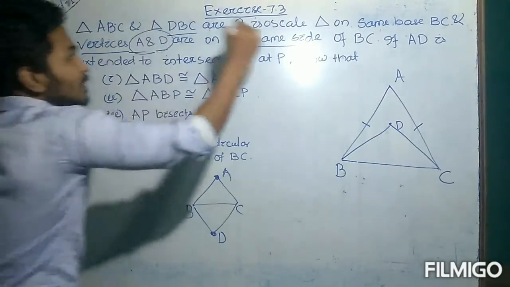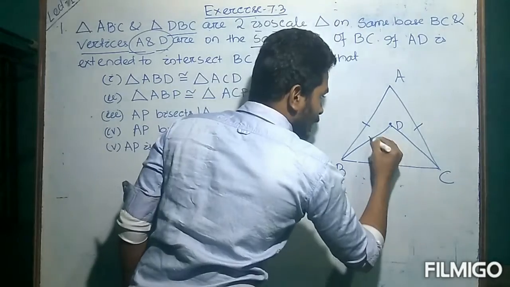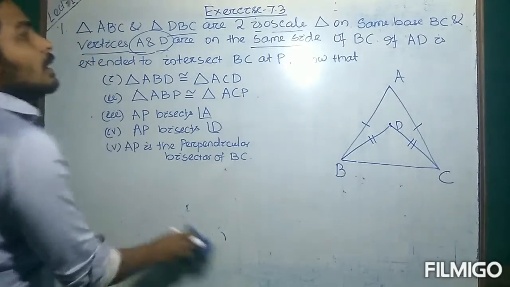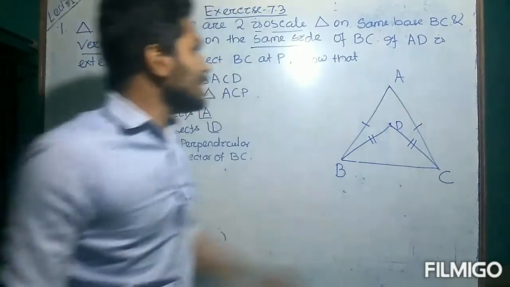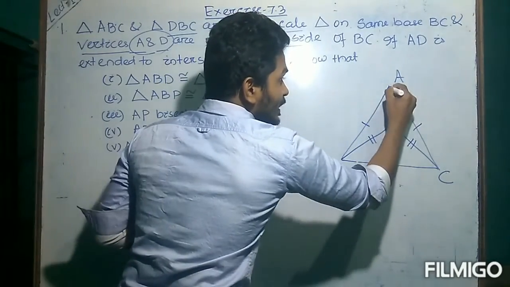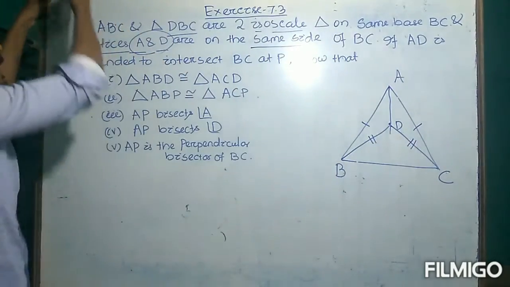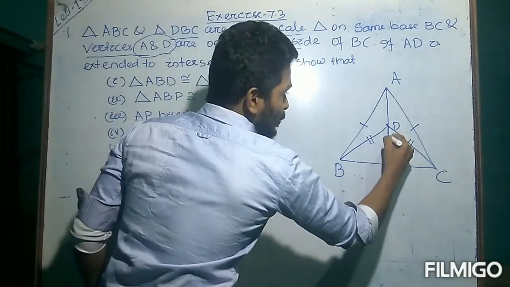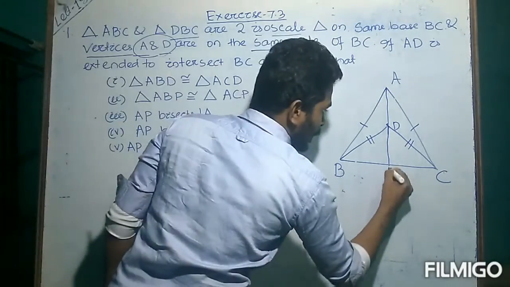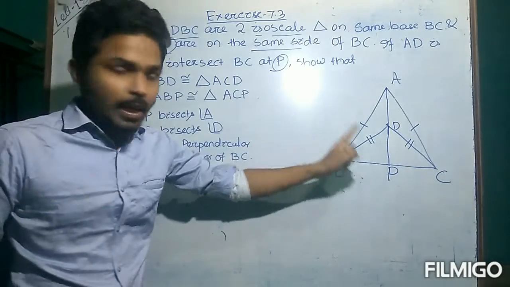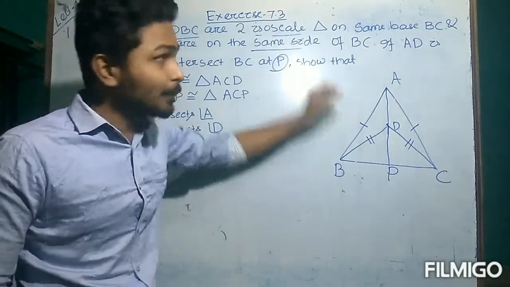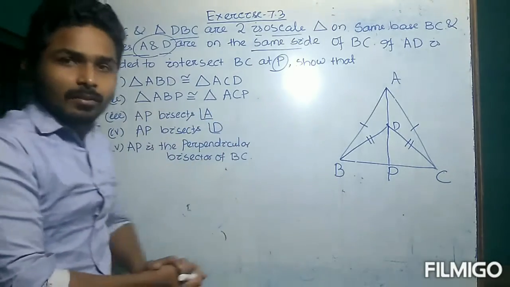It is also given that DBC is an isosceles triangle. So DBC is also an isosceles triangle. That means DB is equal to DC. Understood? This is clear now. If AD is extended to intersect BC at P, what is given? It is given A and D. So this is extended, such that it will meet BC at a point. What is the name of that point? That point is P. So this is the figure that we have concluded from the statement given in question number 1. You have to first draw such figures after reading the question. So this is all about the figure.